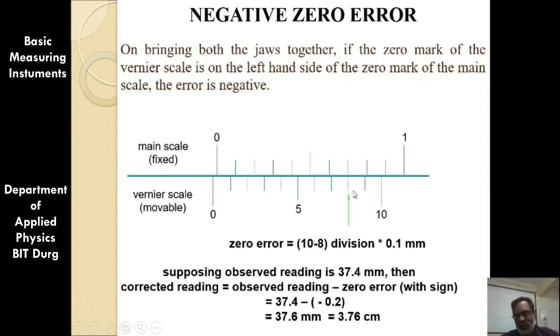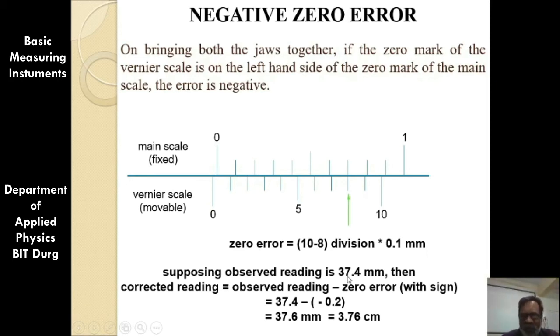But there is a difference in the case of positive error and negative error. See, in the case of positive error, if the first division is coincident, this first division multiplied by the least count gives me the error. But in the case of negative error, the number of division is subtracted from the total number of divisions on the vernier. So the total number of divisions on the vernier are 10. 10 minus the 8th division is equal to 2. 2 multiplied by 0.1 mm gives me the value of error in millimeter, the dimension of length. So 0.2 mm will be the error in this specific case, and the error will be a negative error.